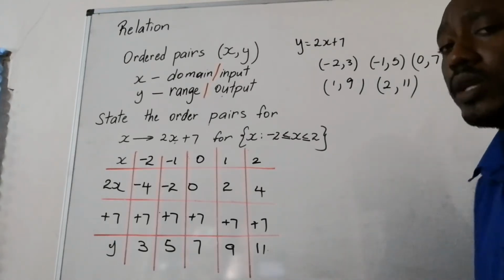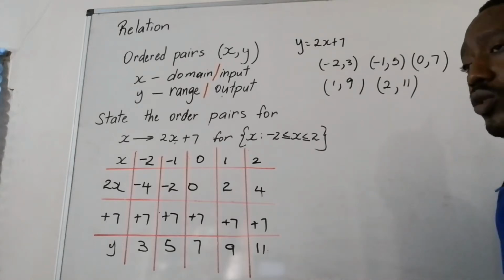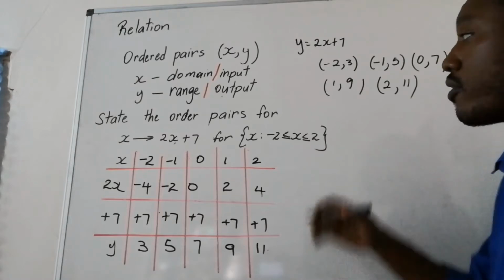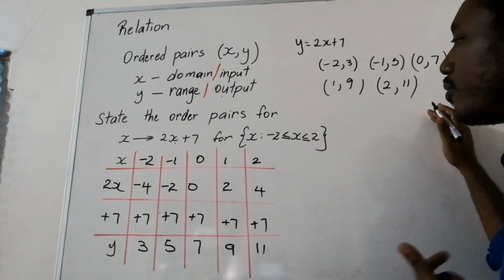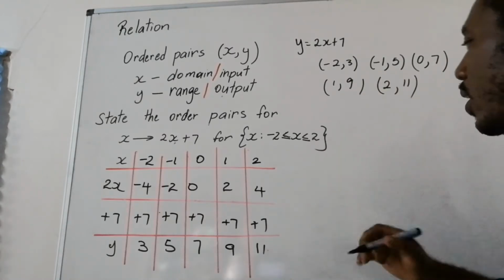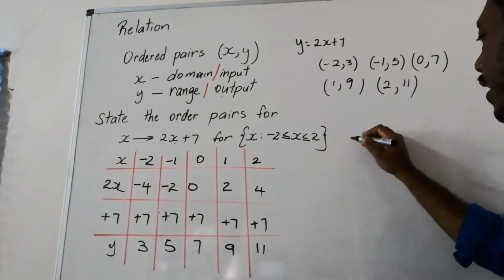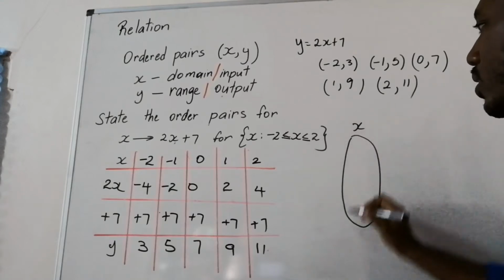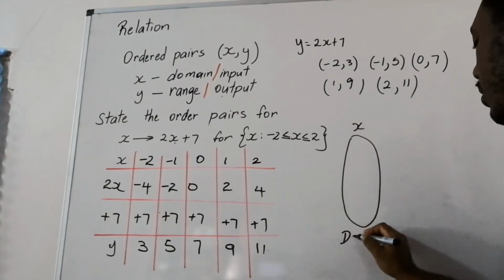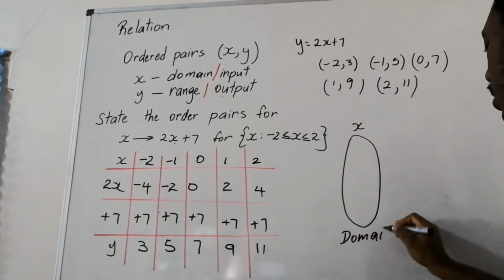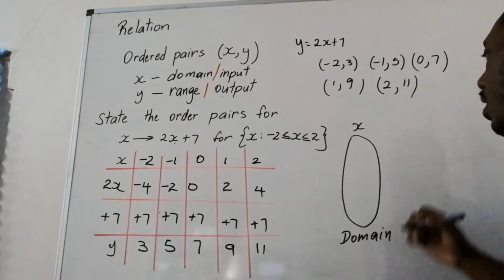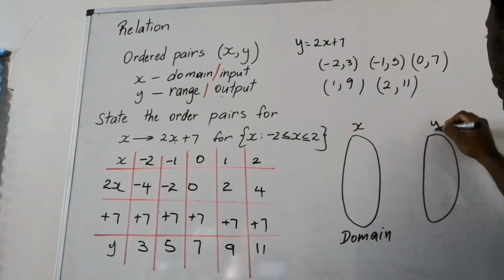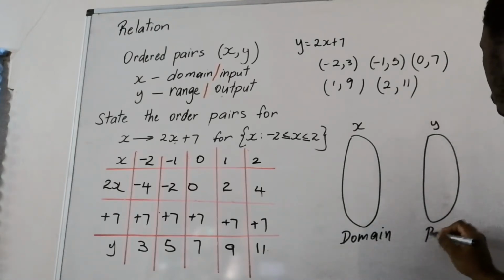Now, one more thing we can be asked to do is represent our ordered pairs using a mapping diagram. A mapping diagram shows the input values, our x values, which is also known as our domain, and our output values, our y values, which is also called our range.